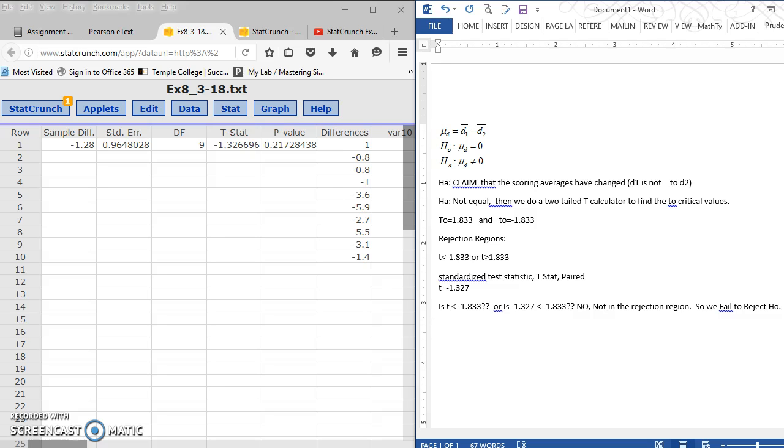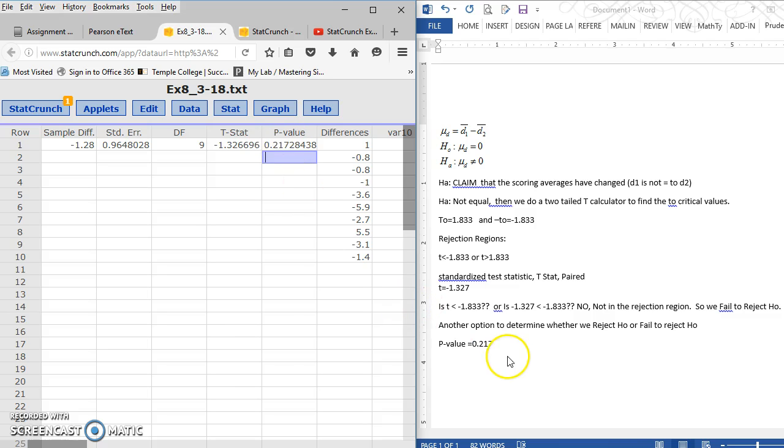Now, I do want to tell you there's another way to look at this, and that is this p-value. I'm going to do a Control-C, and let's just put it down here. So this is another option to determine whether we reject H sub O or fail to reject H sub O. So your p-value is equal to 0.217. I'm just going to bring that down to 3 decimal places, 0.217 to 3 decimal places.